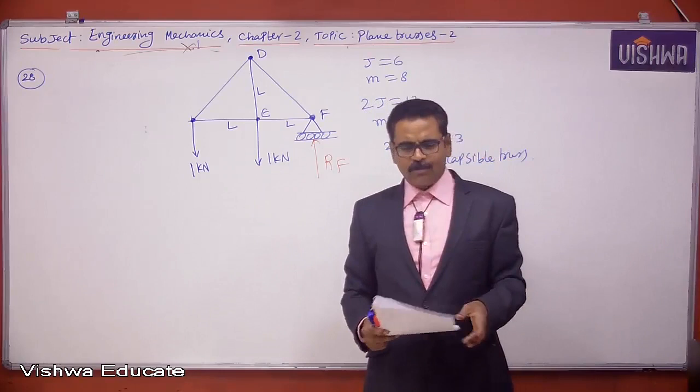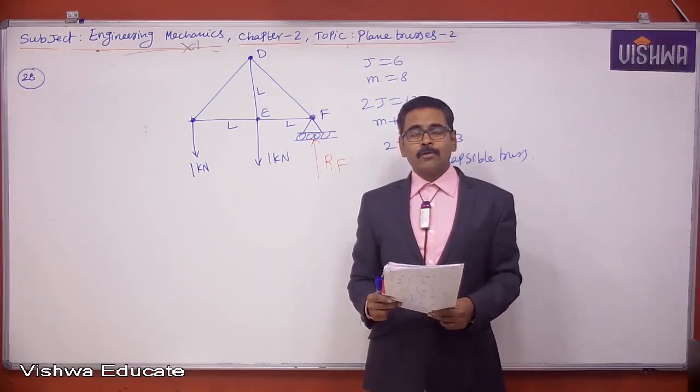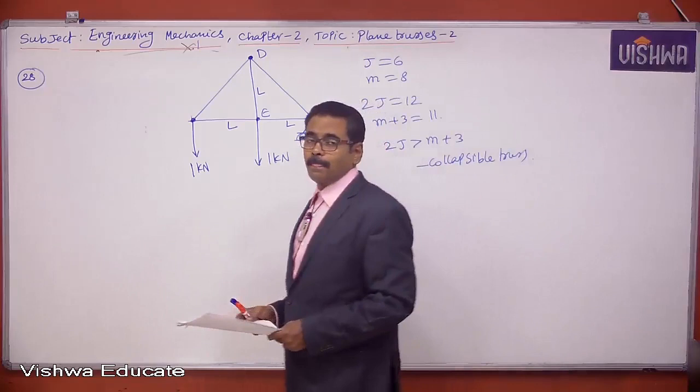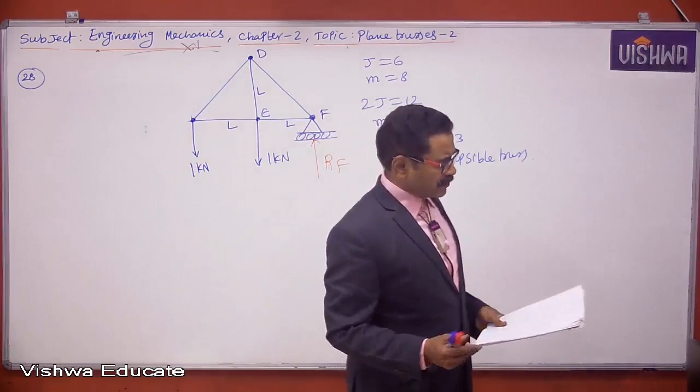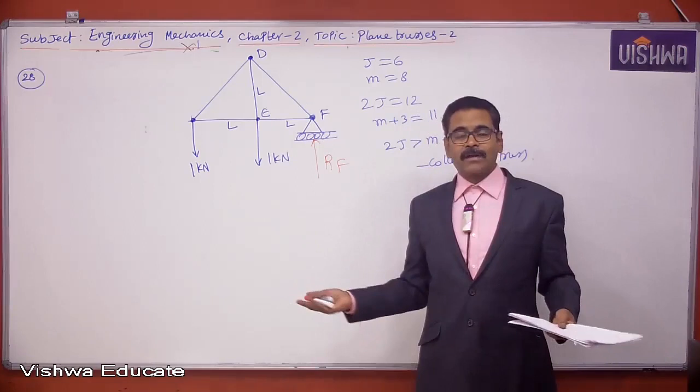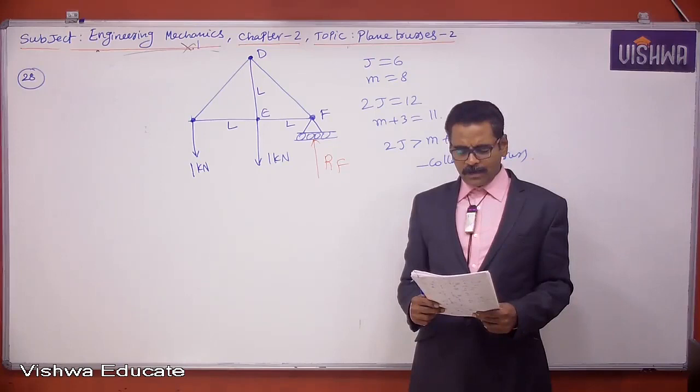Once it collapses, what is the load carried by any member? I should say, the load carried by any member of this truss will be zero. Not only member BC, any member carries zero load, because the truss will collapse. After collapse, no member carries anything. So this is a collapsible truss, and the load carried by any member will be zero.